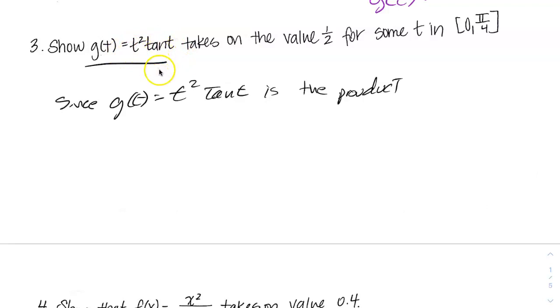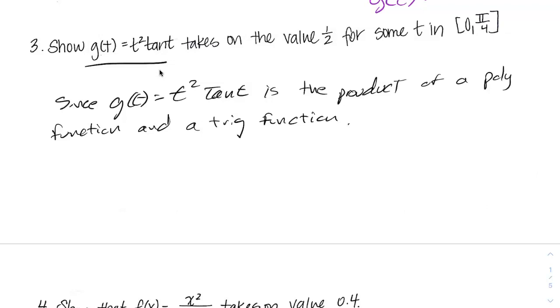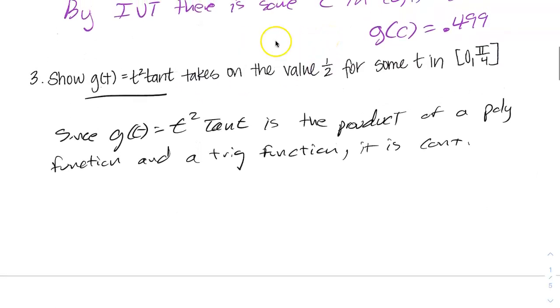So we're just going to say since t squared times tan t is a product of two continuous functions, probably should be a little more detailed. A product of a polynomial function and a trig function, it is continuous. Okay, next, let's do the work and see what the endpoints give us.